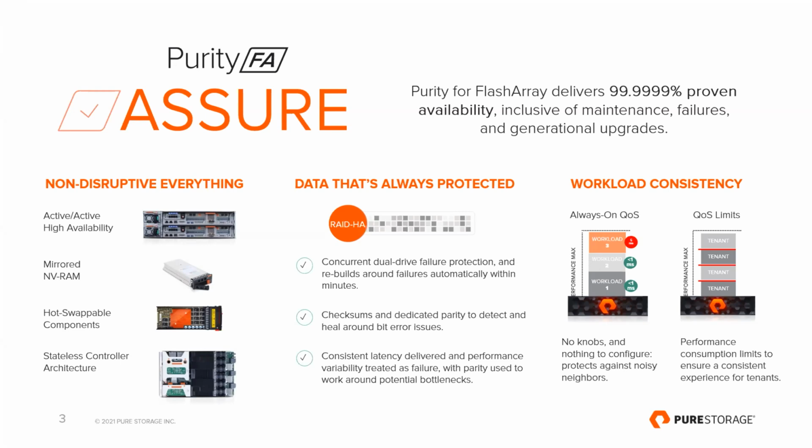So starting from the left, how do we assure this data availability? Everything is non-disruptive. So of course, active-active design, duplicated components, hot-swappable components, and the stateless controller architecture. I will tell you a little bit more two slides further. For local data protection, we are using a software RAID. The software RAID protects the data like it would be RAID 6.